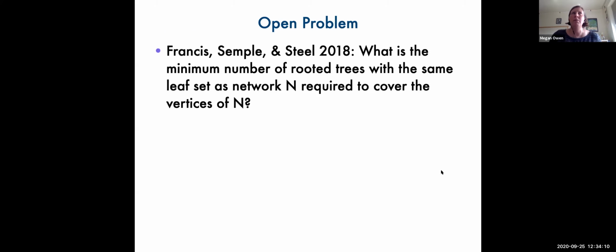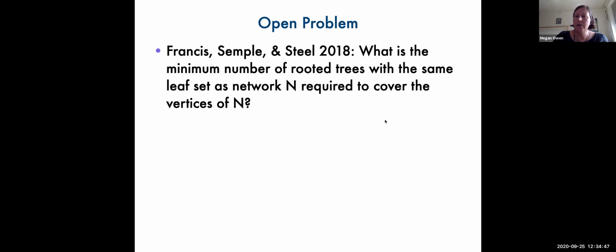So yeah, the other open problem that was left by Francis, Semple, and Steele was, okay, you have your phylogenetic network. It's not tree-based, so a maximum coverage subtree is going to be missing some nodes. And then the question is, how many different subtrees do you need? What's the minimum number of trees you need to cover all vertices of N? Maybe they could be covered, for example, with 2 trees, or maybe it's more complicated and you need more trees. So that's an open problem.